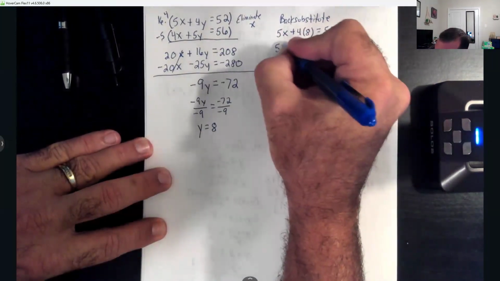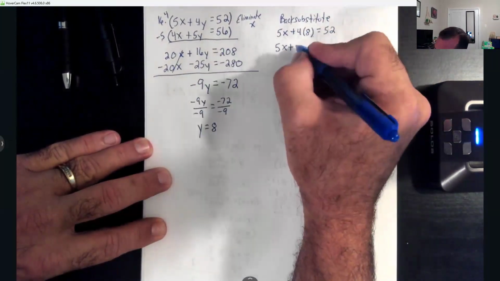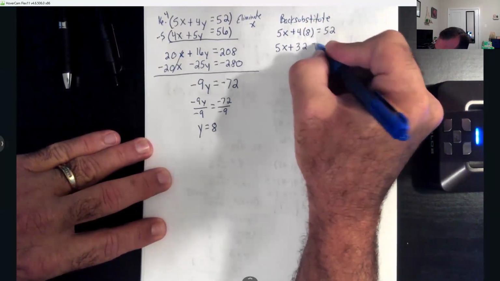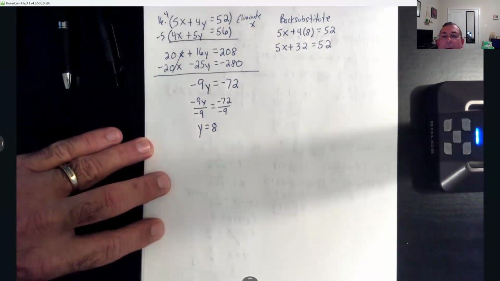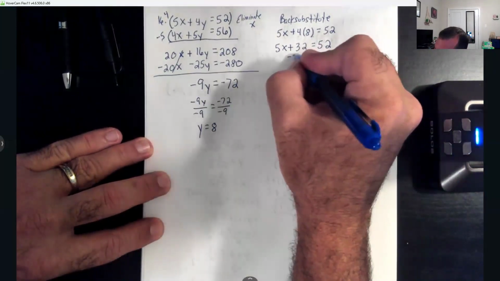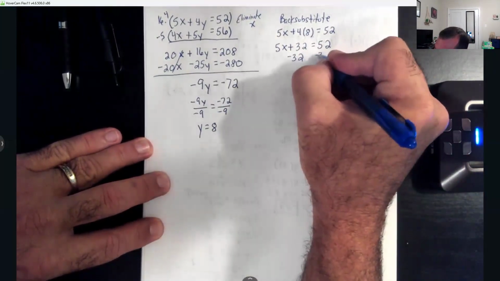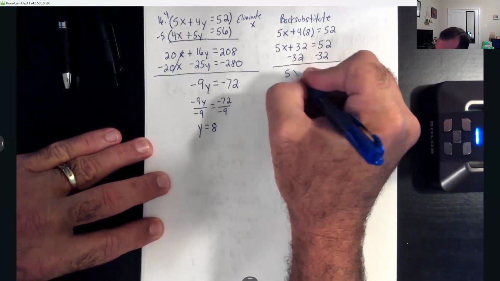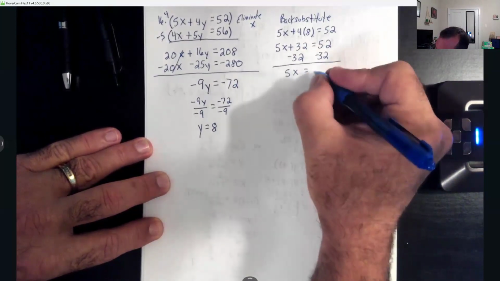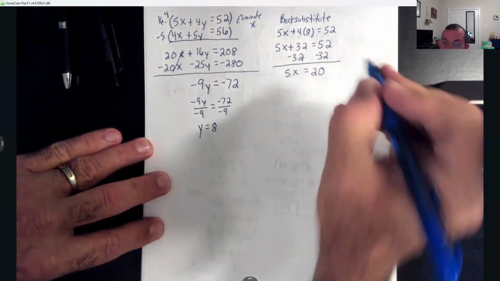All right, y'all. So 5x plus 4 times 8, which is 32, equals 52. So now we're going to do a little subtracting. Subtract our 32 from both sides. That 5x comes down. 52 minus 32 leaves me 20.